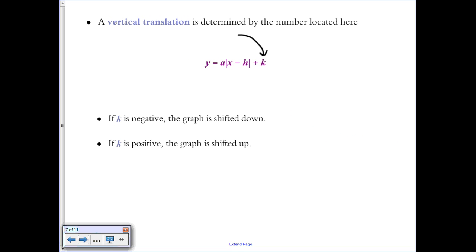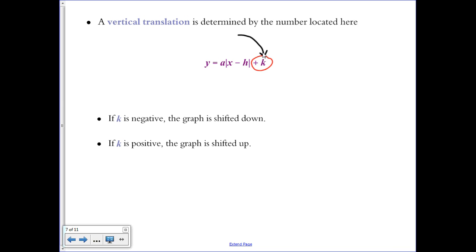A vertical translation is determined by the number located here at the end. And this number does not have a minus sign in front of it. That just indicates that if it says plus, you go up, and if it says minus, you go down, exactly as you would think. So if k is negative, the graph is shifted down. If k is positive, the graph is shifted up by however many units that says.